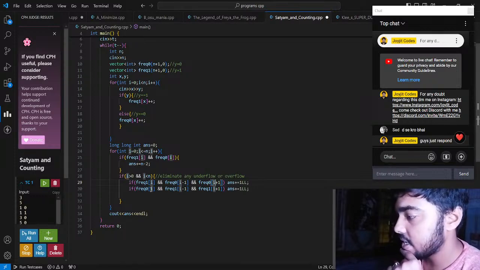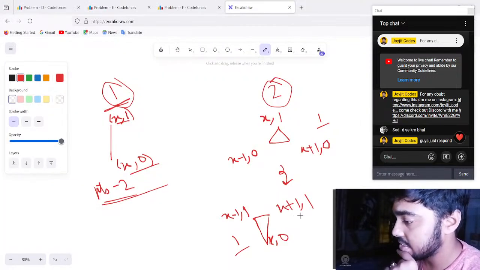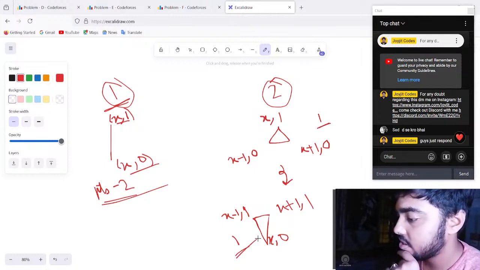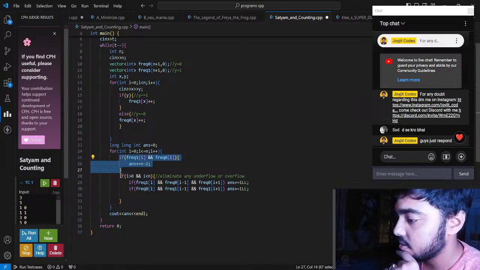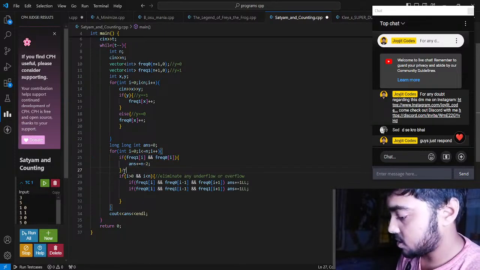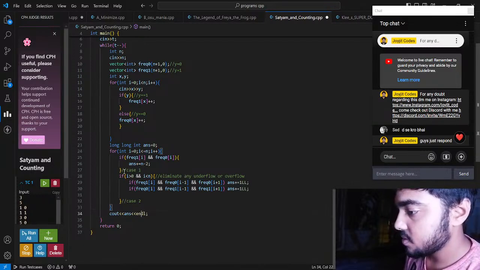And the second condition is that frequency of 0 at I is present and frequency of 1 at I minus 1 and I plus 1 is present. That is this condition. So in both the conditions we are just adding 1 to it, and if it's not so, we are just adding n minus 2 to it. So these are the two conditions that we need to consider. This is case 1, just let me write it, case 1, and this is case 2. Okay, clear? And this is the answer.